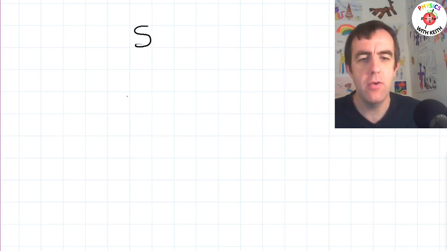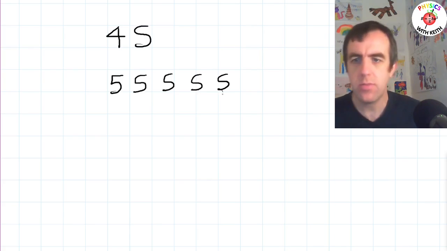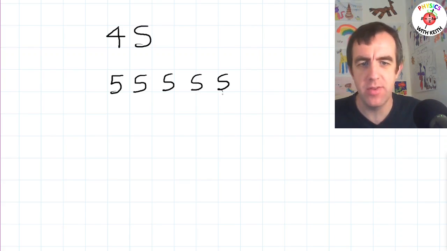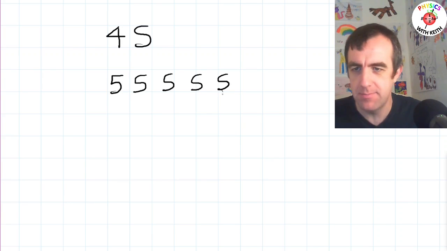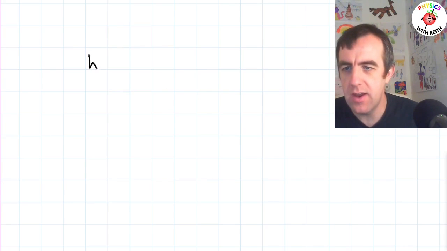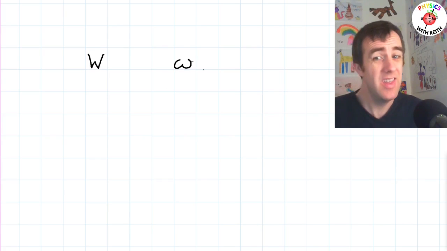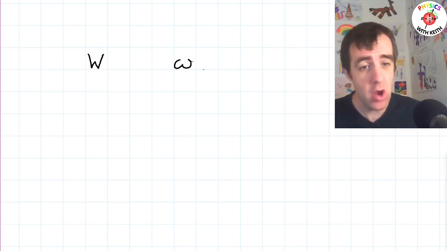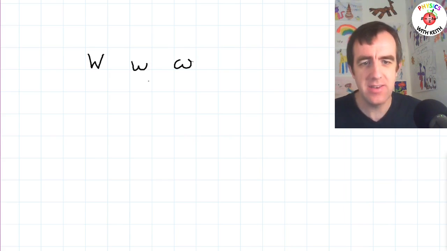Is that a 5 or an S? Is that 45 or 4S? Where on this sliding spectrum does the 5 end and the S begin? This is clearly a W. This is not a W. This is an omega.